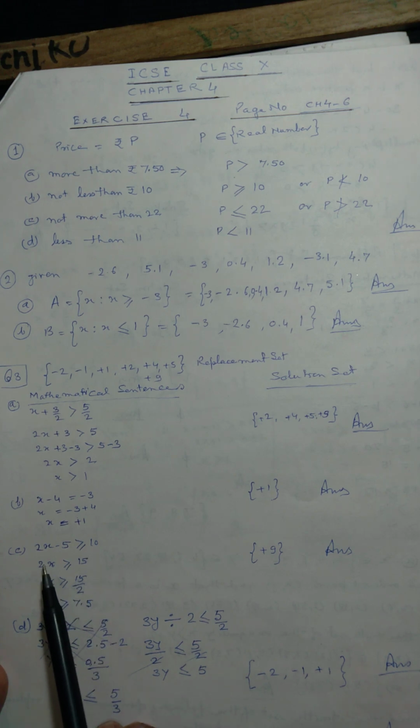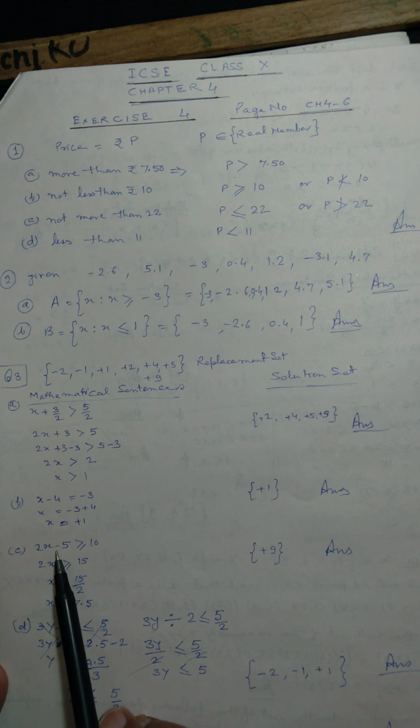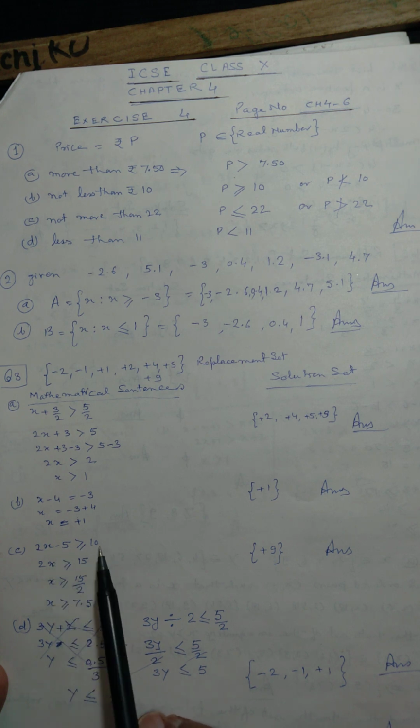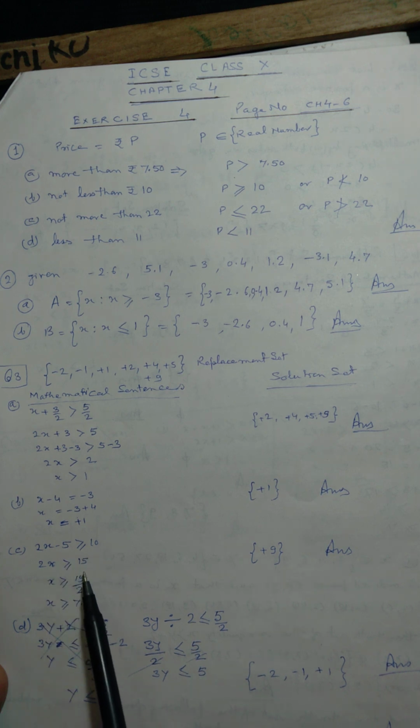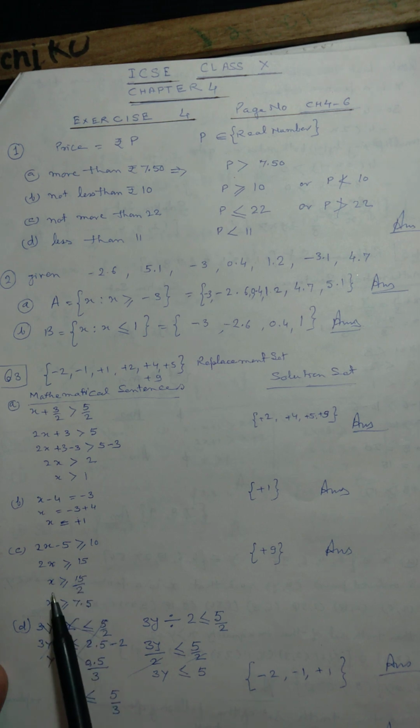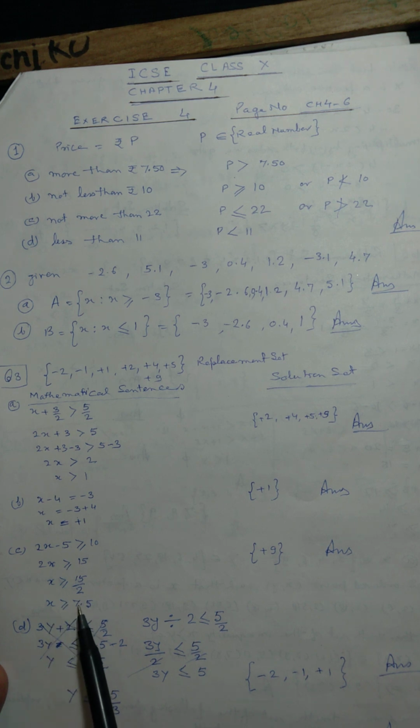So again, while you are transposing this minus 5 to this side, it will be added here. Now 2x is greater than or equal to 15. So ultimately x will be greater than or equal to 15 by 2. That is, x is greater than or equal to 7.5.